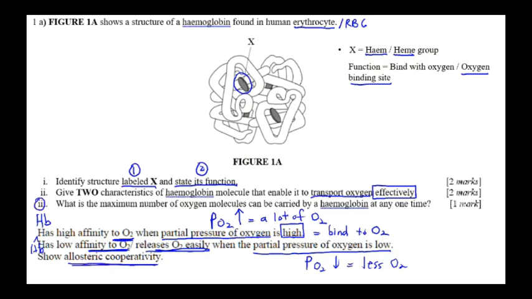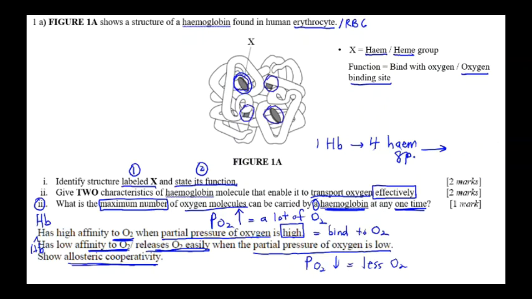Number 3. What is the maximum number of oxygen molecules that can be carried by one hemoglobin at any one time? One hemoglobin consists of 4 polypeptide chains, that's why 4 heme groups, as you can see in this picture. 1, 2, 3, 4. 4 heme groups, that's why it can bind maximum 4 oxygen molecules. So the answer for number 3 is 4.